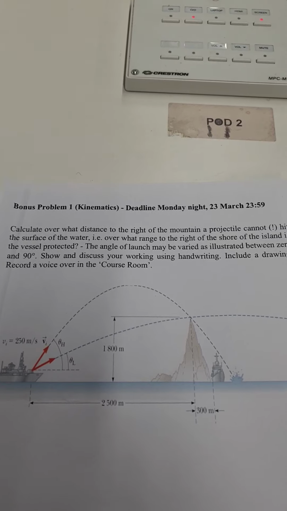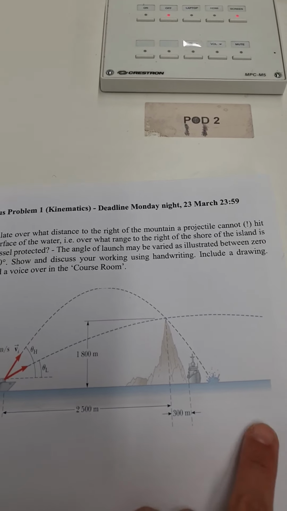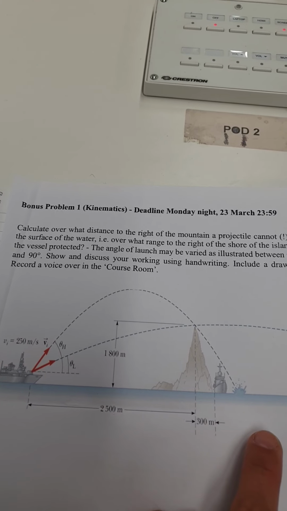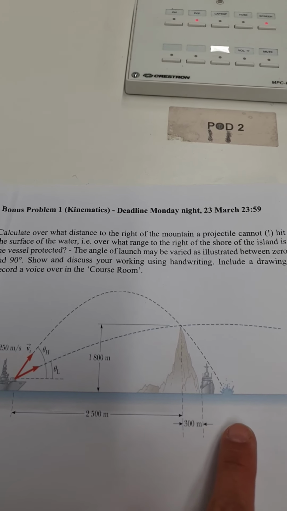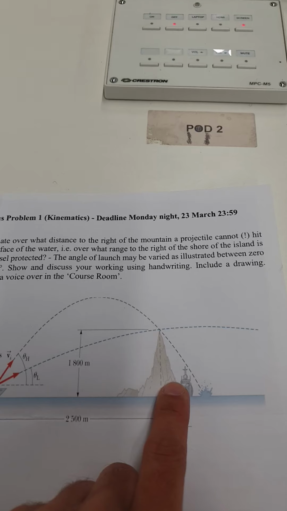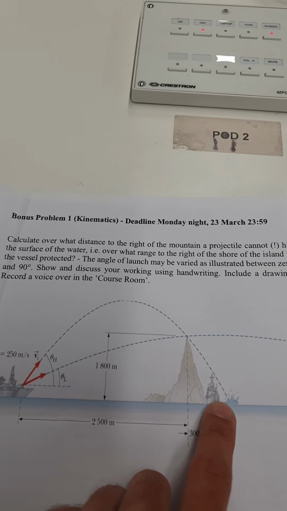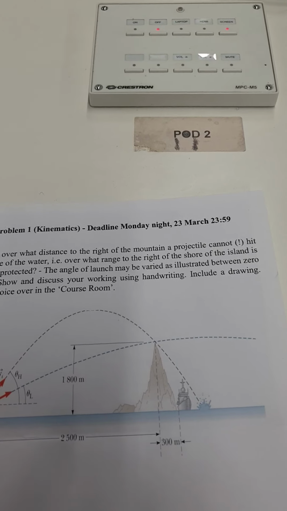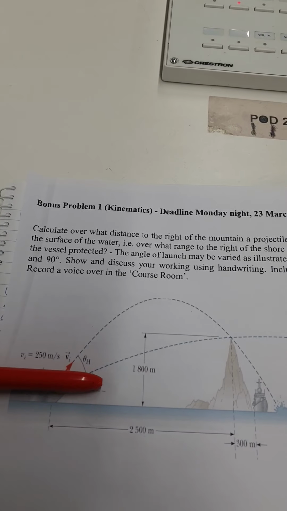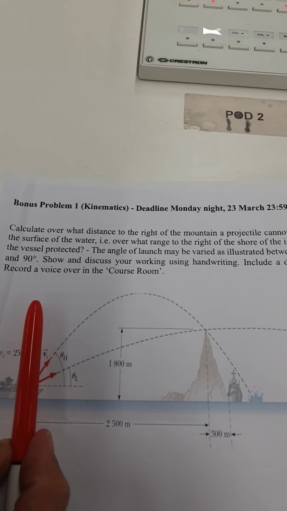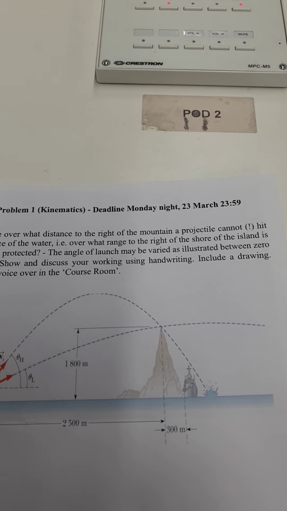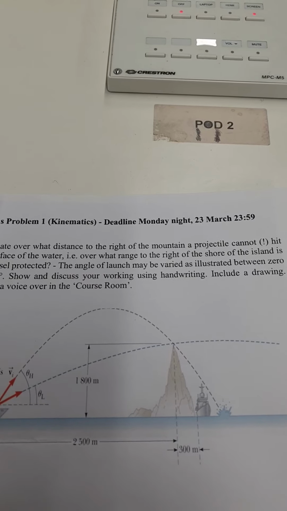We need to calculate over what distance to the right side of the mountain a projectile cannot hit the surface of the water. In other words, over what range to the right-hand side of the shore of the island is this other ship protected? The angle of launch may be varied, as illustrated, between 0 degrees and 90 degrees. We need to show and discuss our working using our own handwriting and throw a drawing in as well.